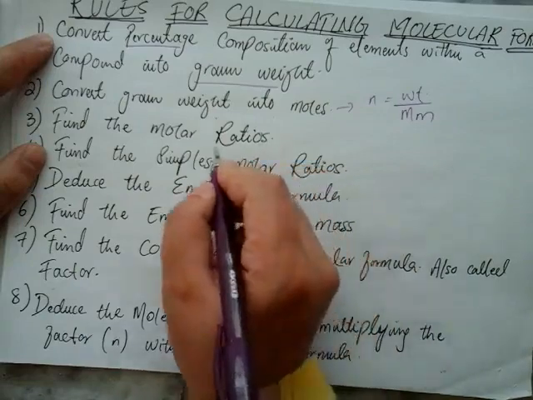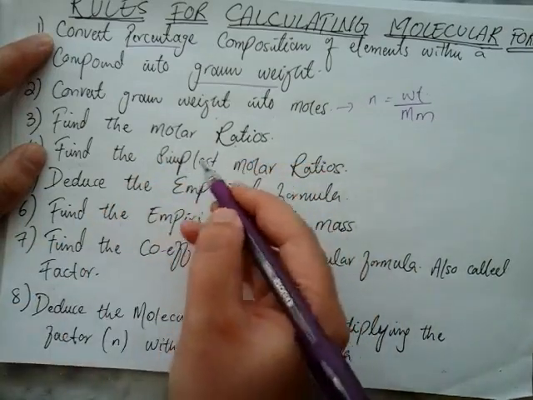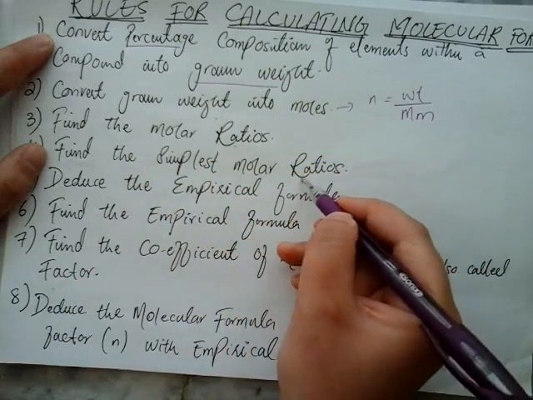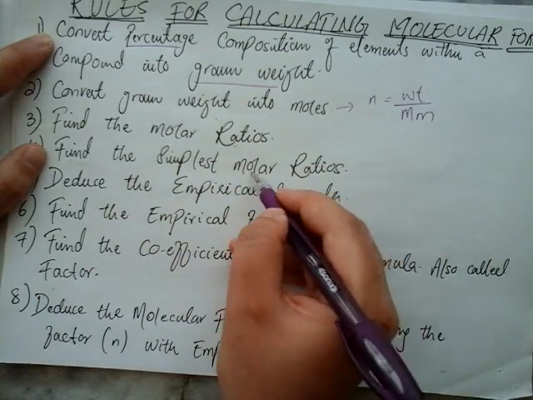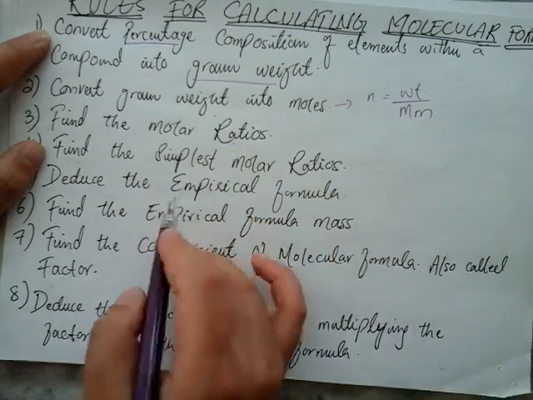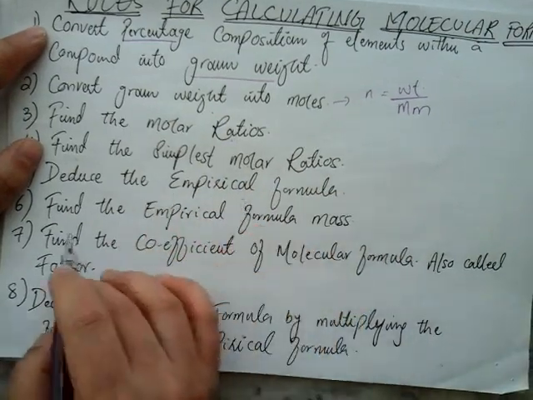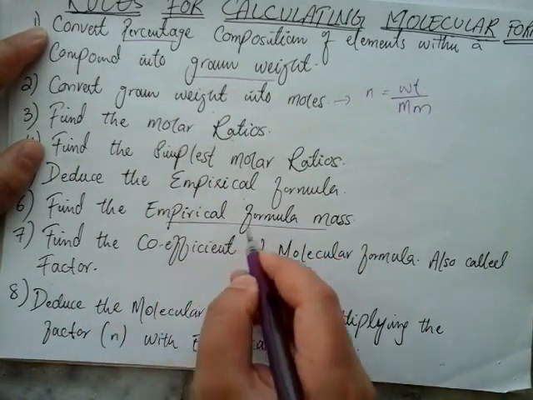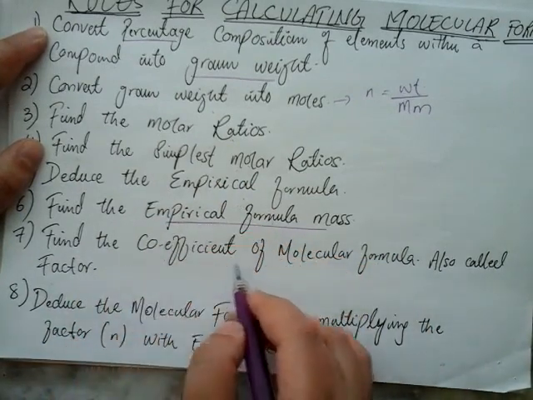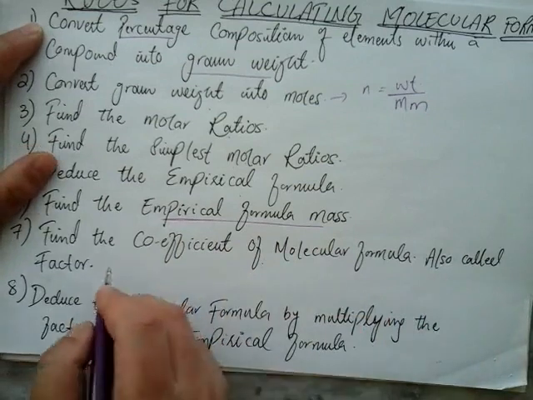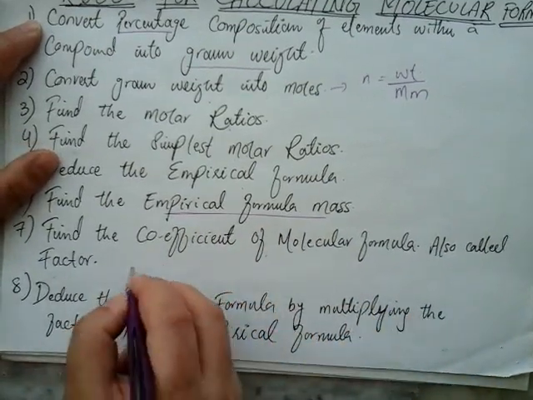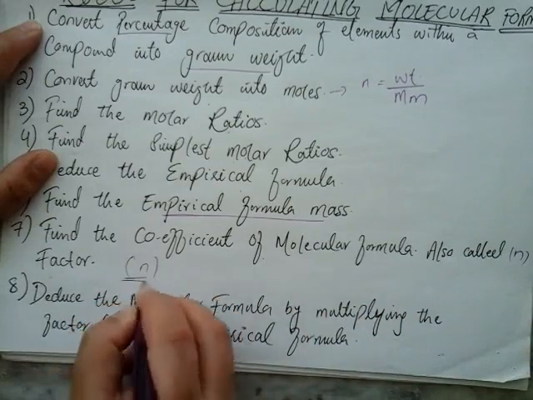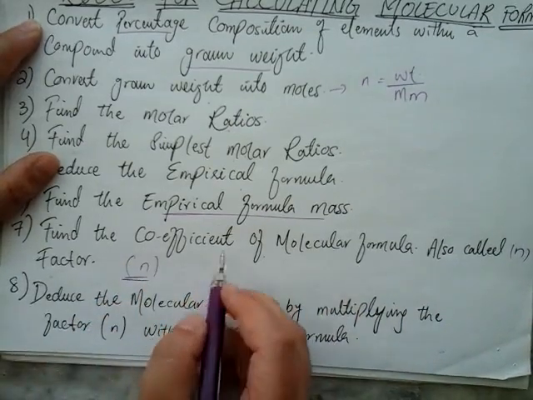And then you have to find the molar ratios, okay? Then convert those molar ratios into simplest molar ratios by dividing them by the smallest ratio. Then deduce the empirical formula, then find the empirical formula mass. Then find the coefficient of molecular formula, also called the n factor, shown by small n. This is a very important step.